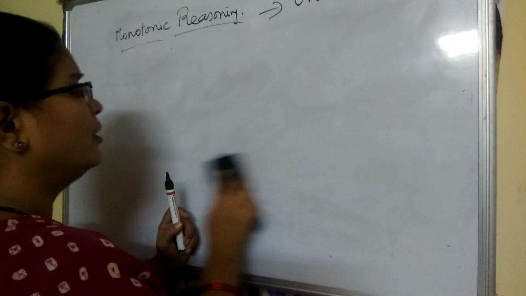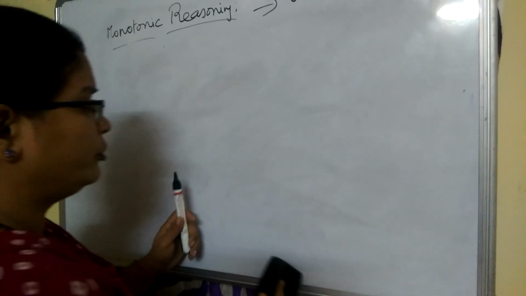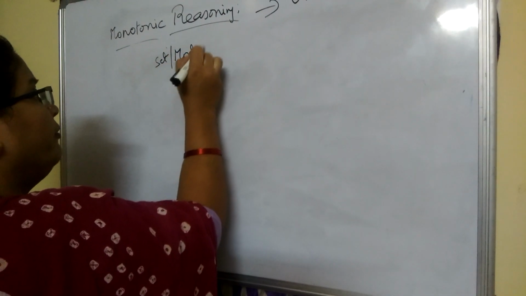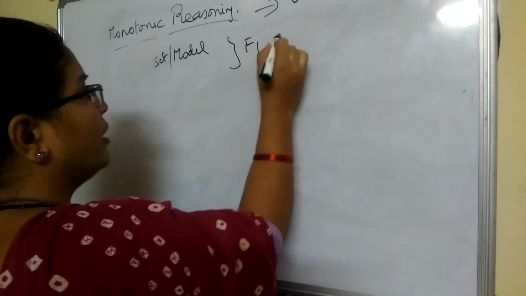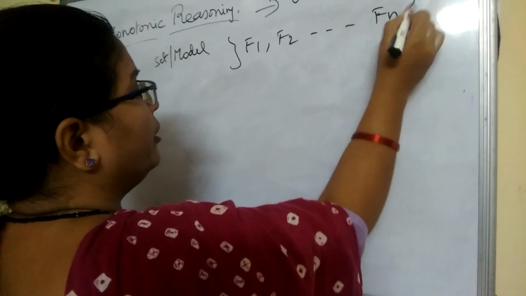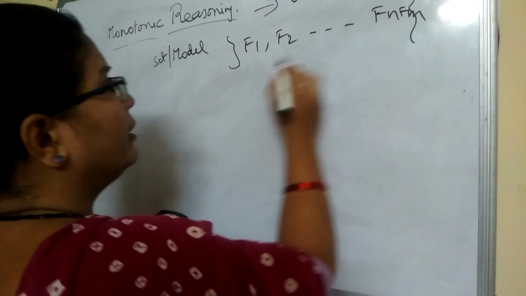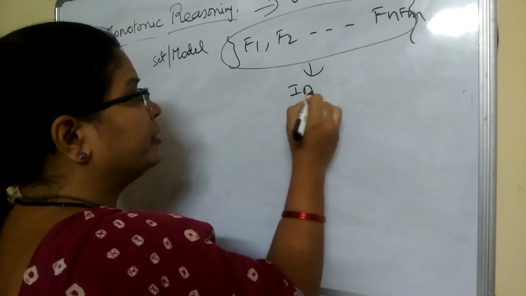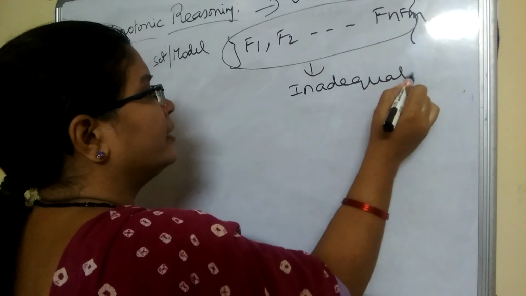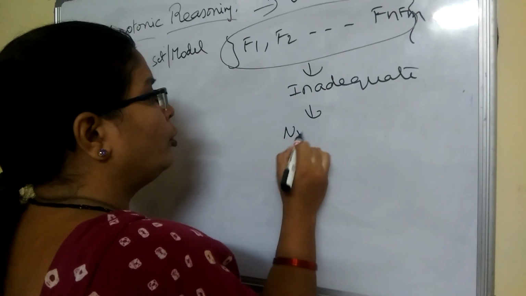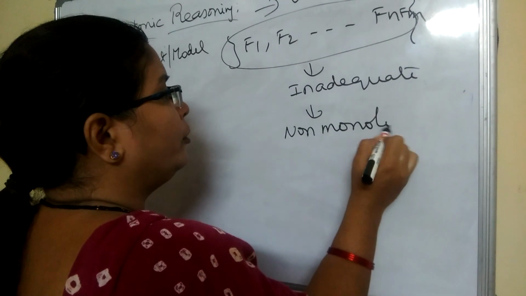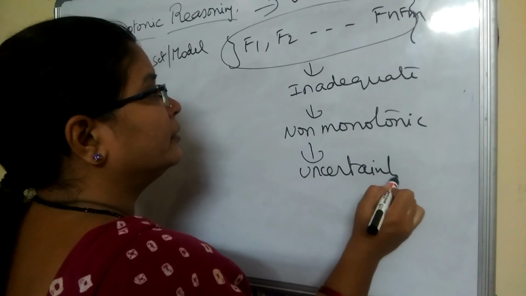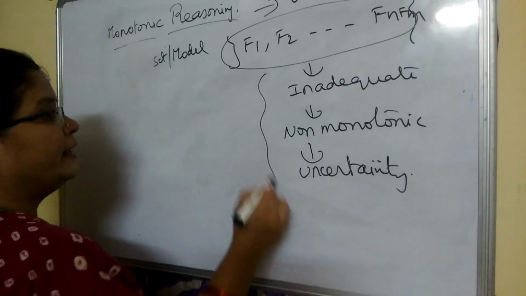So what are the properties of the uncertainty? Now we are going to see. See, in the previous model, I gave either a set or a model. We have a collection of facts, F1, F2 up to Fn. If you add any one Fm here, that disturbs the entire model, that leads to some inadequacy as well as non-monotonicity, and that leads to uncertainty. Okay, so this is the uncertainty.